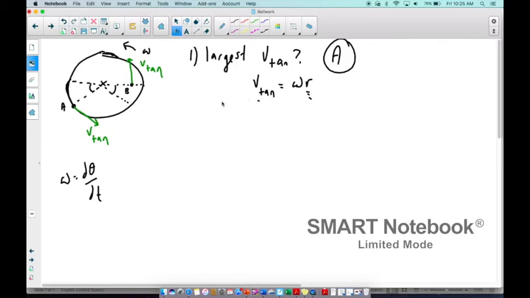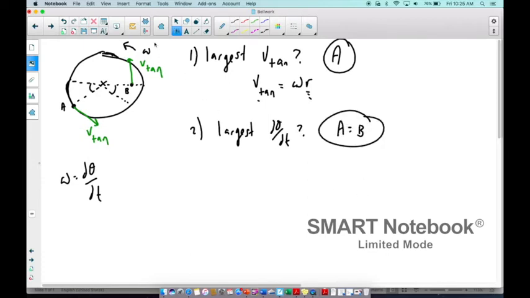All right. Question 2, which one has the largest d theta dt? Which one has the largest angular speed? Well, of course, the answer is that A is equal to B because they have a constant omega. Simple enough. Okay, question 3. We place a coin at both points. So a coin is placed at both points.